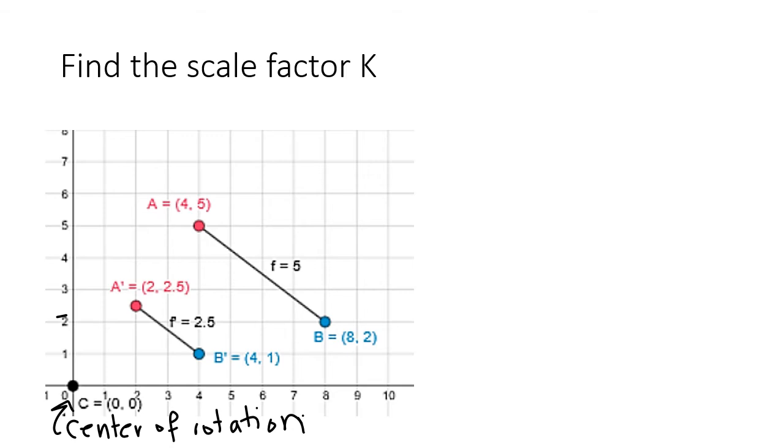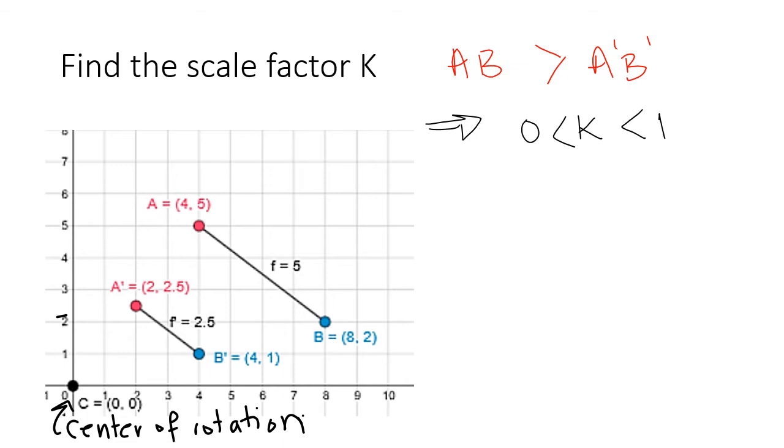Since the segment has been reduced, or is getting smaller, a very important point is that K will be between 0 and 1. AB is greater than A prime B prime. Because the pre-image is bigger, K is between 0 and 1, so it will be a fraction, 0 point something.